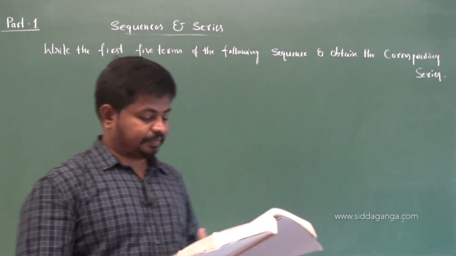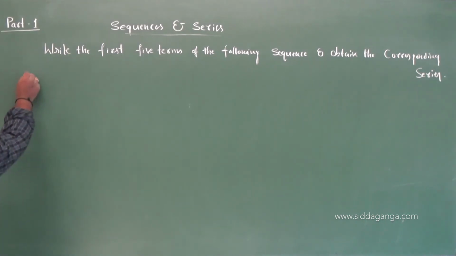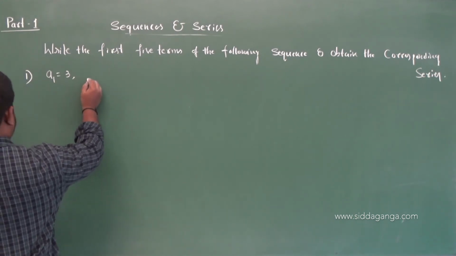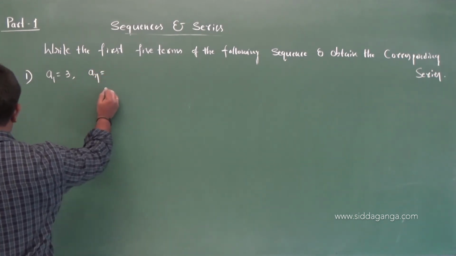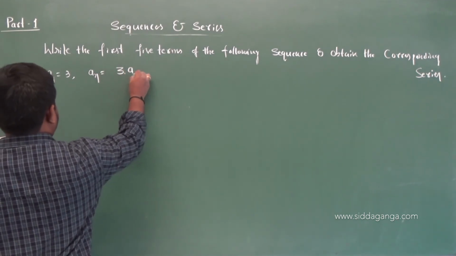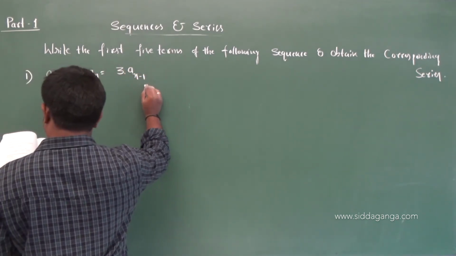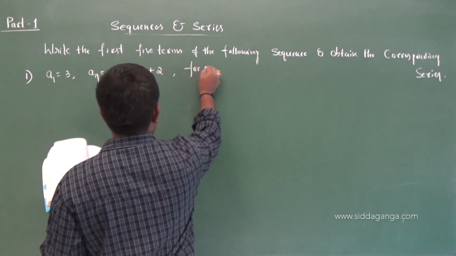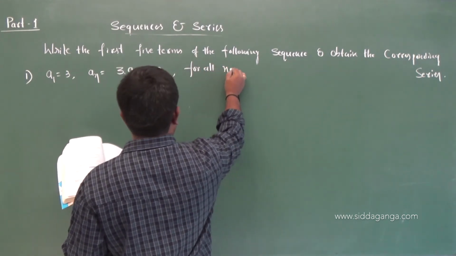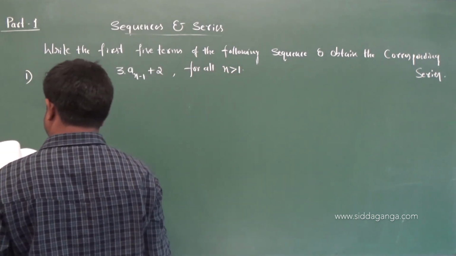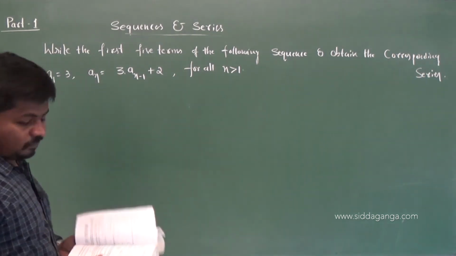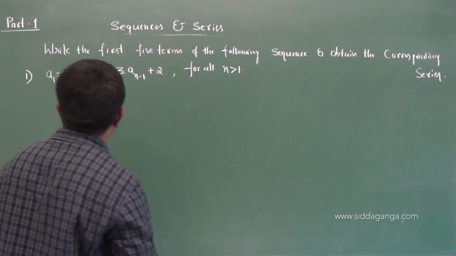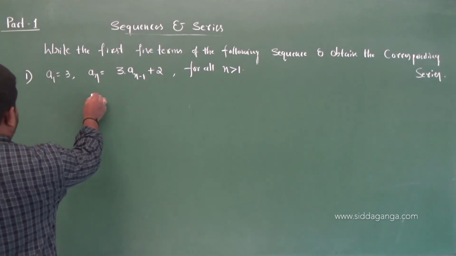The first one is a1 is given, that is 3, and the nth term is 3 into a n minus 1 plus 2 for all n greater than 1. Now, the first term has been given. Now, a2, let me find.